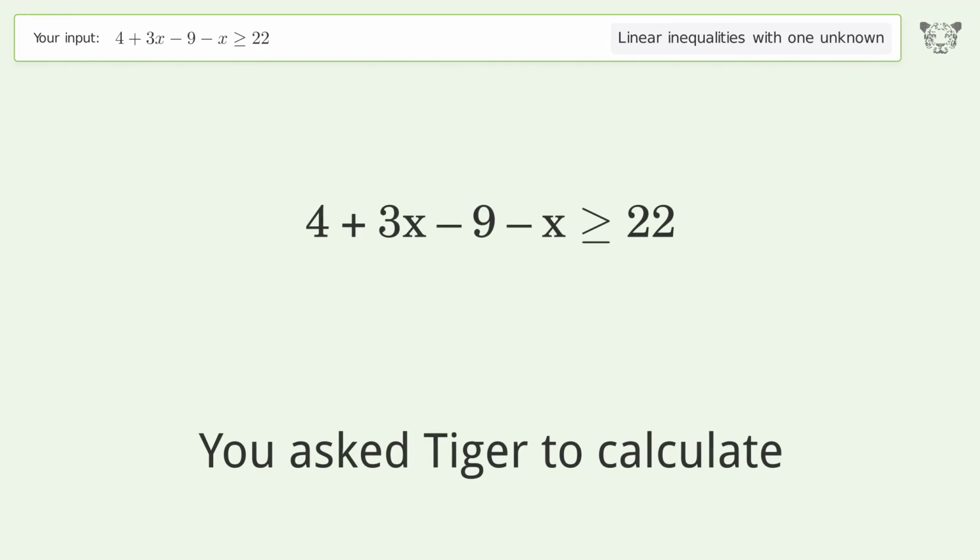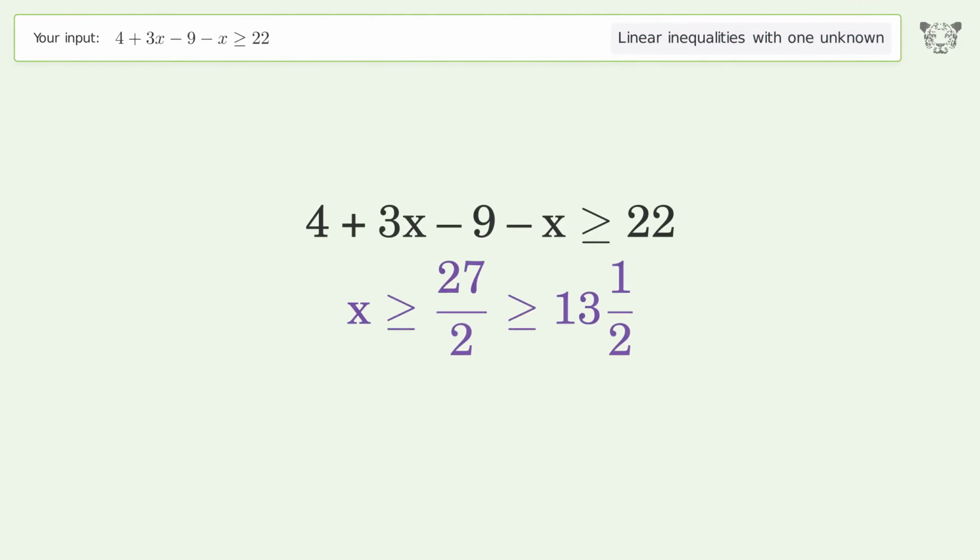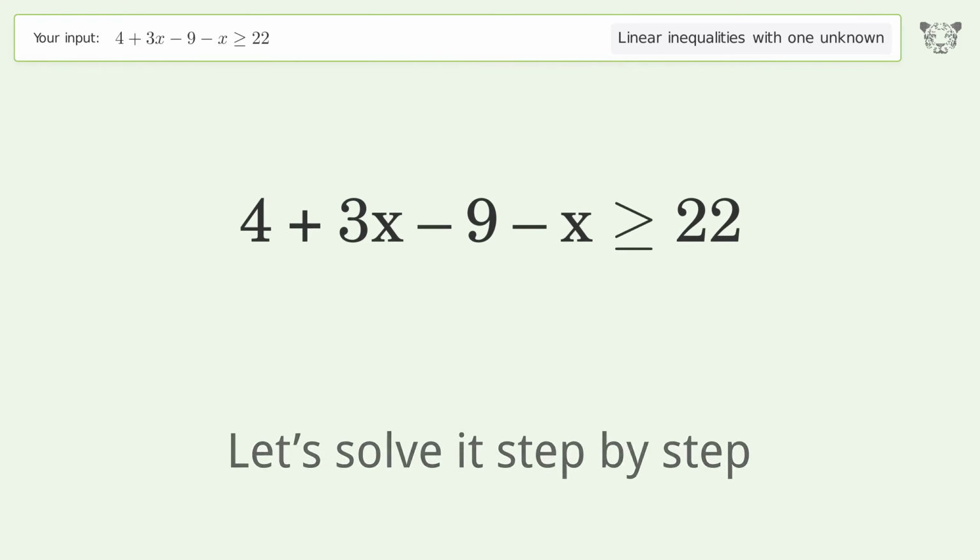You ask Tiger to calculate. This deals with linear inequalities with one unknown. The final result is x equal or greater than 27 over 2 equal or greater than 131 over 2. Let's solve it step by step.